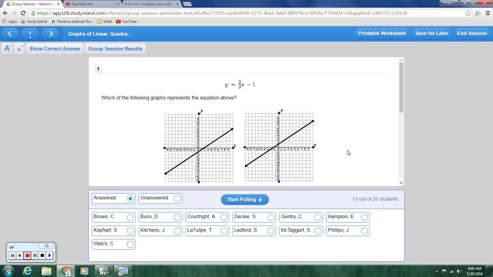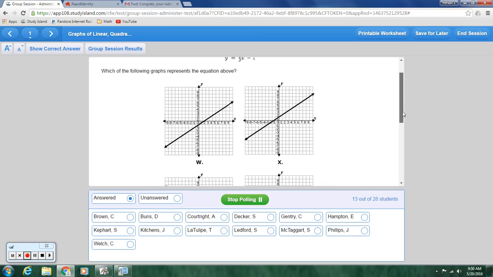Alright, so what we're going to do, you know how normally we'll do the practice problems together? This is the Kahoot of Study Island. Okay, now. You're going to have questions. The question's going to show up just like it is on here. So when I start polling, now your question should show up. And it says, which of the following graphs represents the equation above?